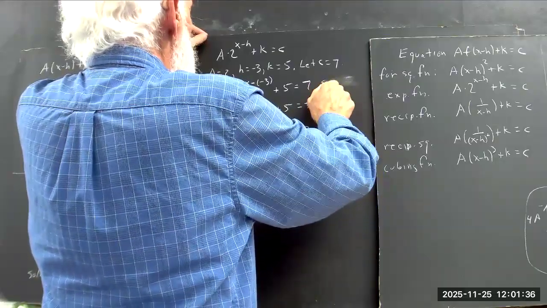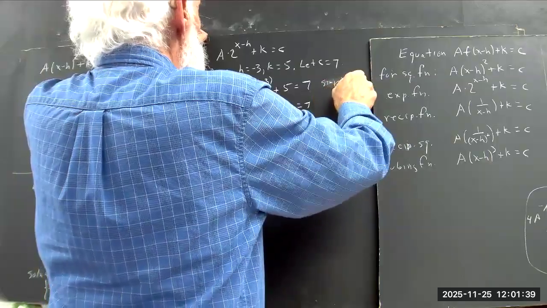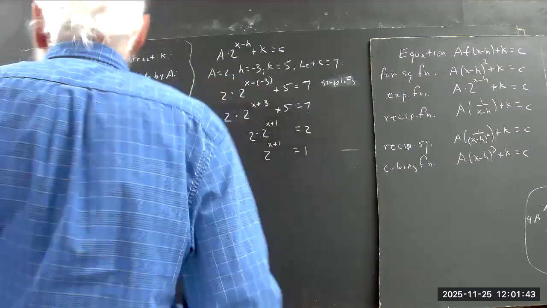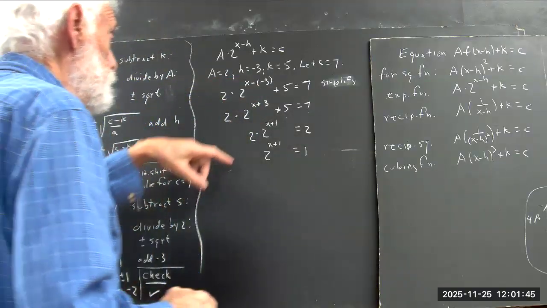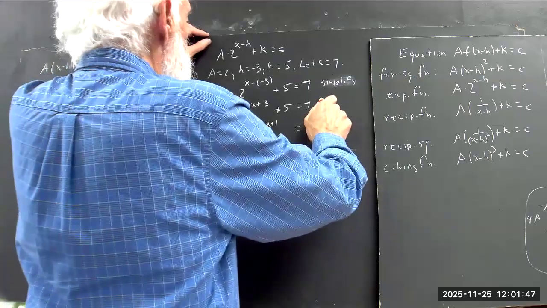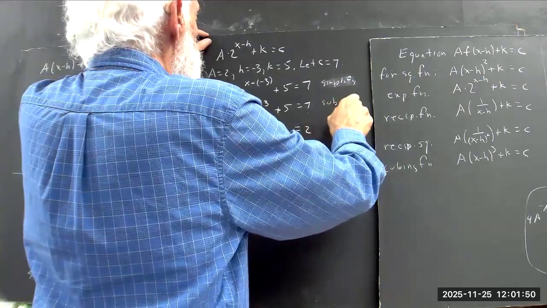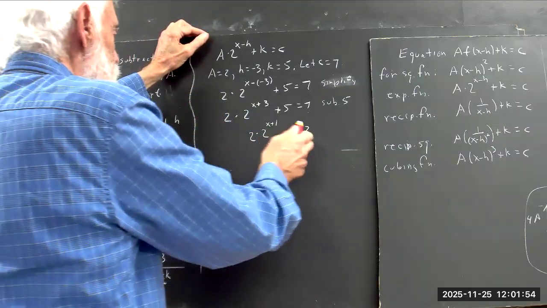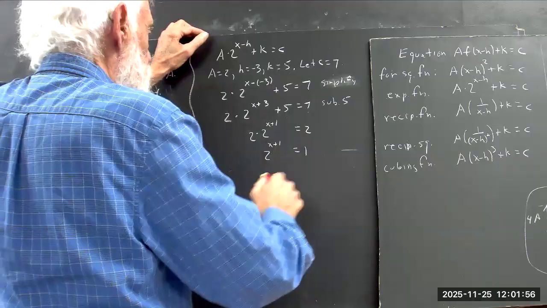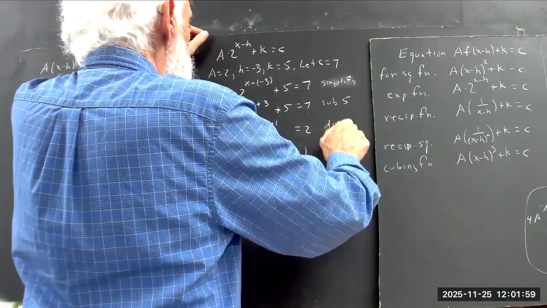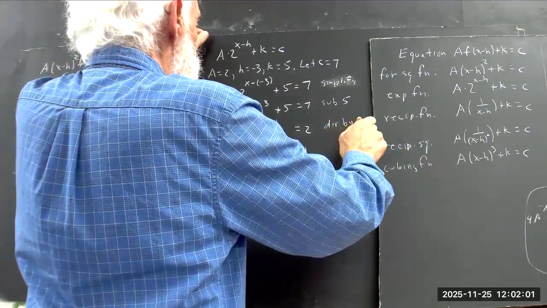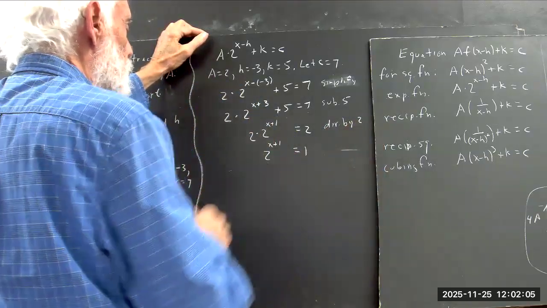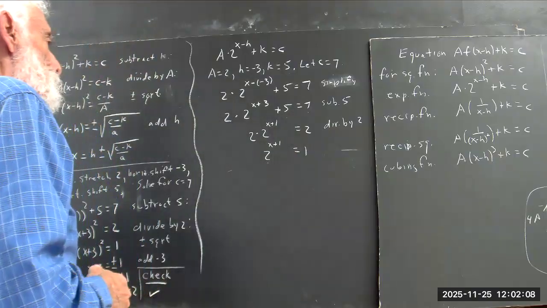Well, I'm going to write out simplify here. We simplify by doing the negative with negative 3 and getting the plus 3. Then we subtract 5 on both sides. And that's going to get rid of the 5 and give us a 2 over here. Divide by the 2 out in front, we get 2 to the x plus 1 equals 1.